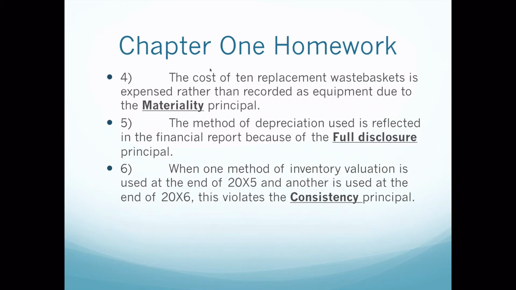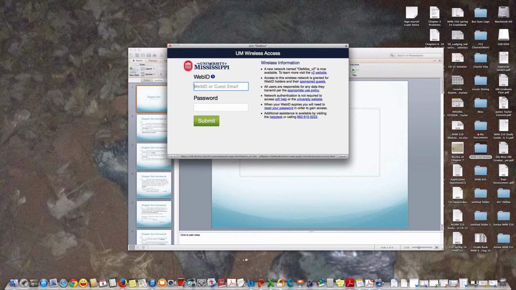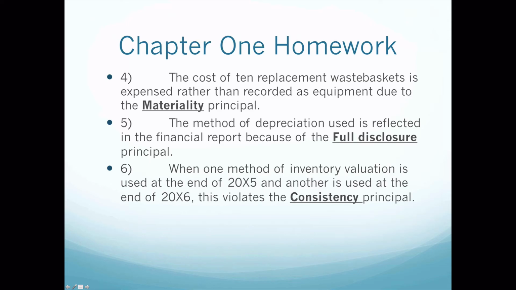The cost of 10 replacement waste baskets is expensed rather than recorded as equipment due to the materiality principle. We discussed bag-in-the-box and kegs in the lecture, and this is the same thing. It's going to cost us more money to depreciate those waste baskets over their lifetime than it would be for us just to expense them. And again, that's a judgment call, and I apologize for my screen doing that.